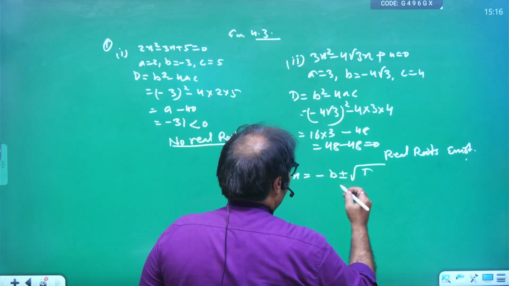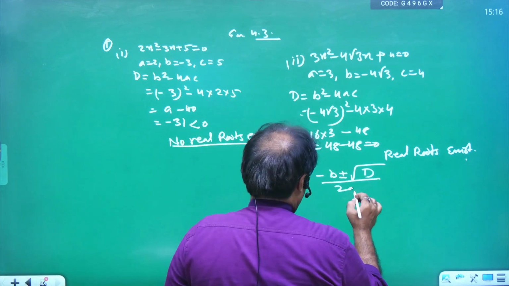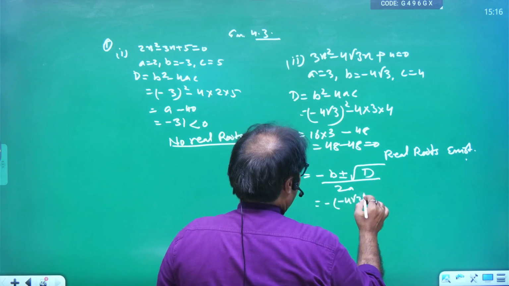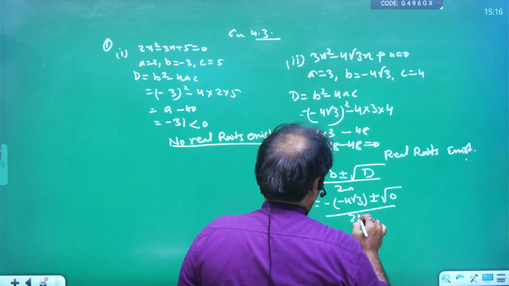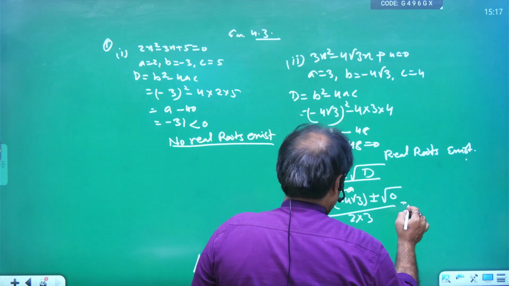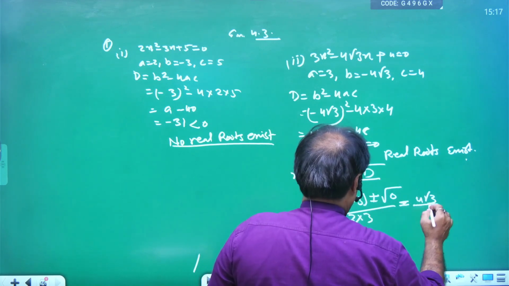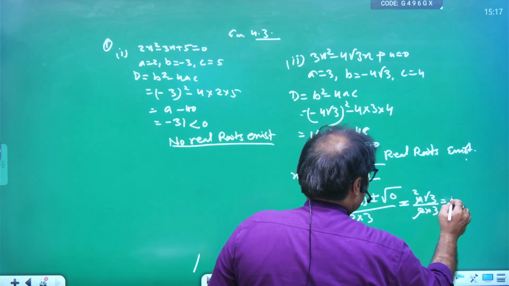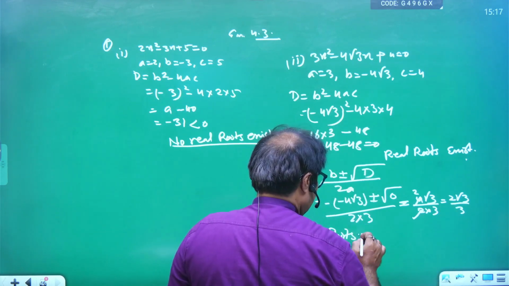Now we can write root over d because d is b square minus 4ac, and divided by 2a. The value of b is minus 4 root 3, and plus minus the value of discriminant is 0, divided by 2a. What is the value of a? 3. So finally it is minus minus plus, so 4 root 3 upon 2 into 3. So we can cancel out. So 2 root 3 upon 3. So the roots are the same, because the discriminant is equal to 0.